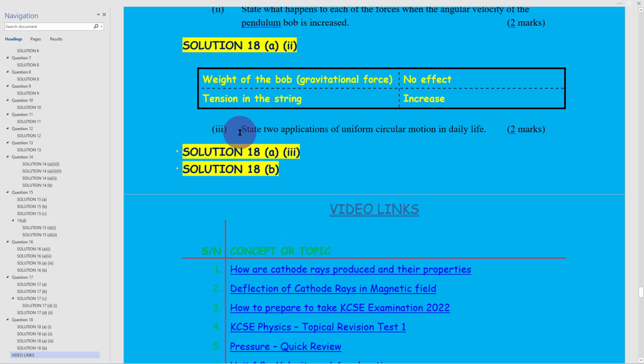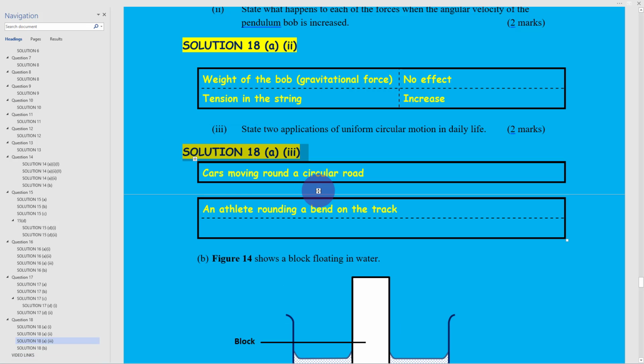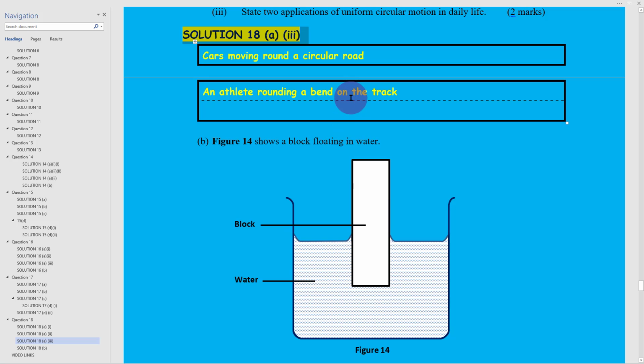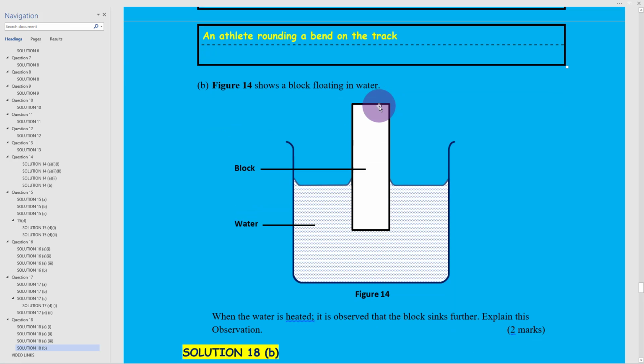Part 3. State 2 applications of uniform circular motion in daily life. What are these 2 applications? So the 2 applications are as follows. They're not many, at least according to this particular question, but in everyday life, applications of circular motion are very, very many. I've just quoted a few. It depends on what you state and how you state it. For example, cars moving around a circular track is a good example, or an athlete rounding a bend on the track is another example.